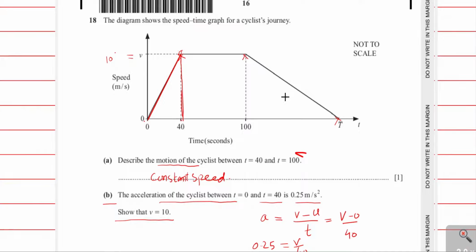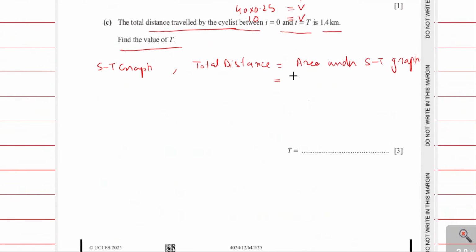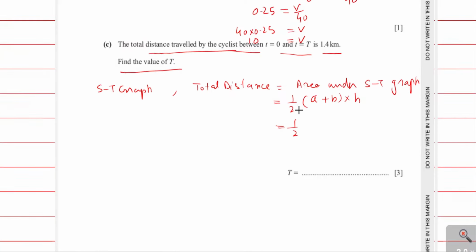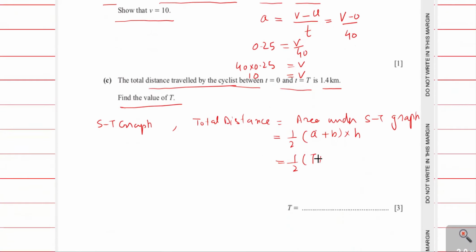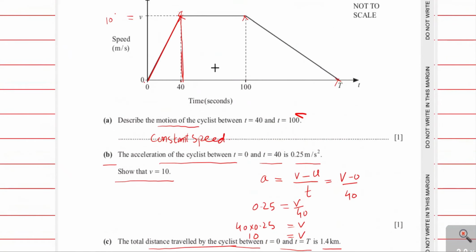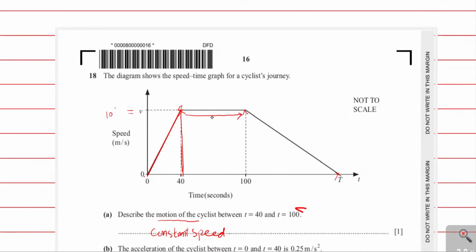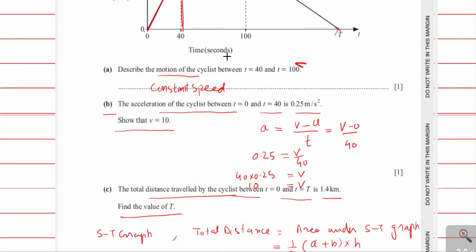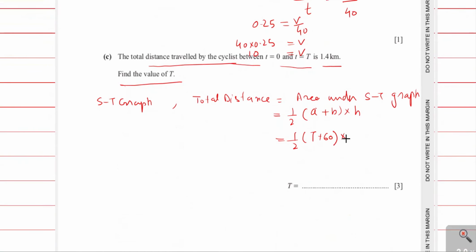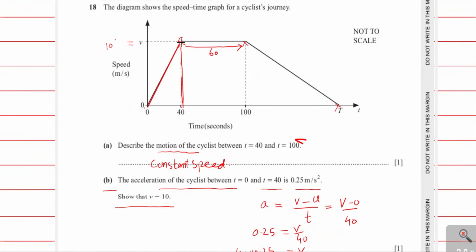This is the trapezium. The area of a trapezium is equal to 1/2 times the sum of parallel sides times height. Here the first parallel side is of length t. And this is the second parallel side. The length is 100 minus 40. This distance is 60, and therefore we write plus 60. The height is the distance between these two parallel sides, and this height is 10.